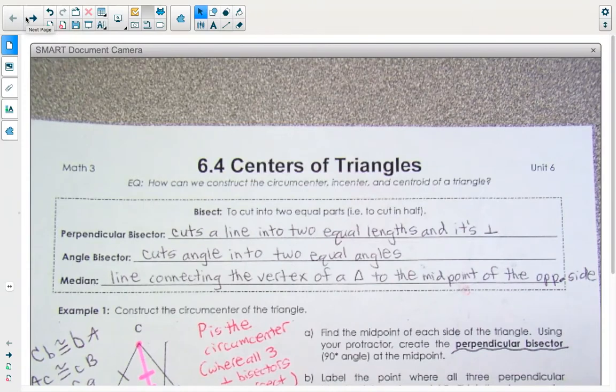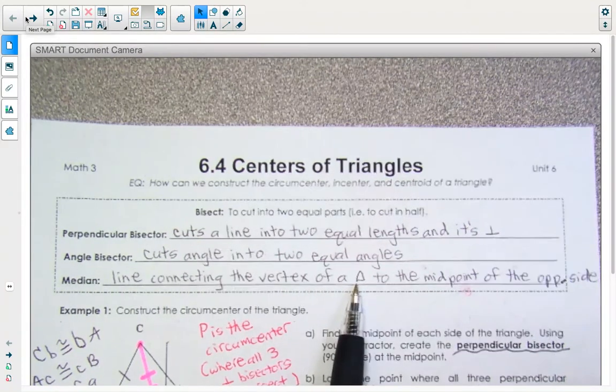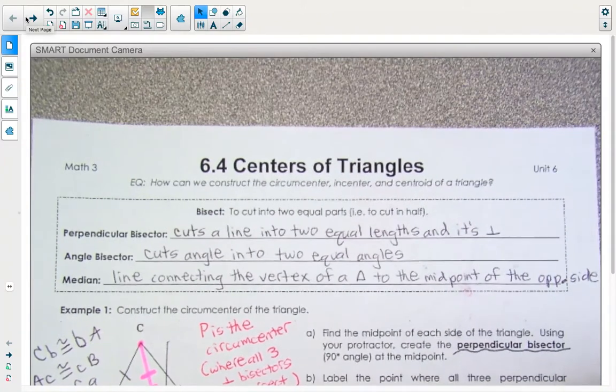An angle bisector cuts the angle into two equal parts. So if the angle was 100 degrees, an angle bisector will give us 50 and 50. If the angle was 70 degrees, the angle bisector would give me 35 degrees and 35 degrees. A median is a line connecting the vertex of a triangle to the midpoint of the opposite side.